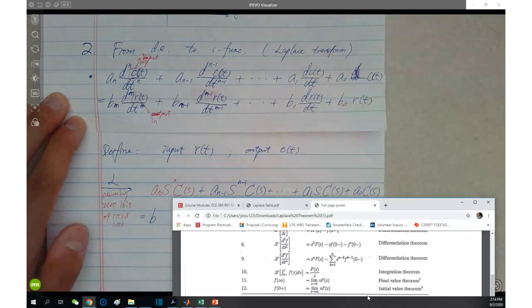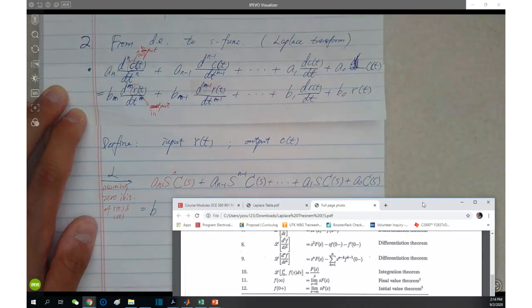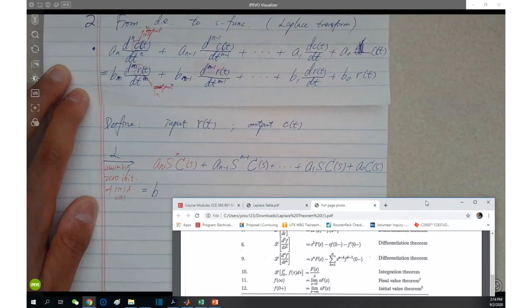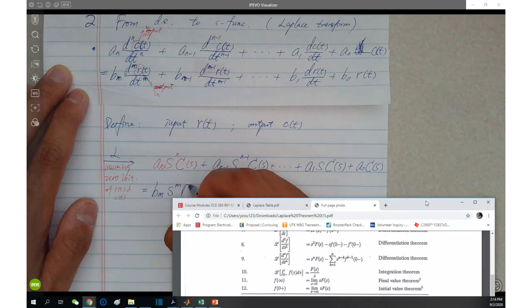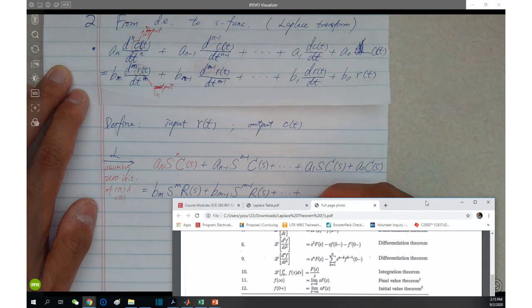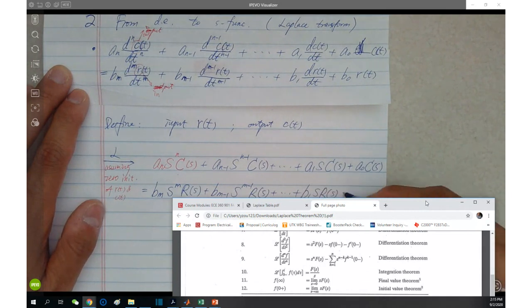So, according to this table, one more time, the result is going to be b m s to the m, where now it is not C anymore but R, capital R, then plus b m minus 1 s to the m minus 1 times capital R of s, and then plus b1 s R of s plus b0 times capital R of s.